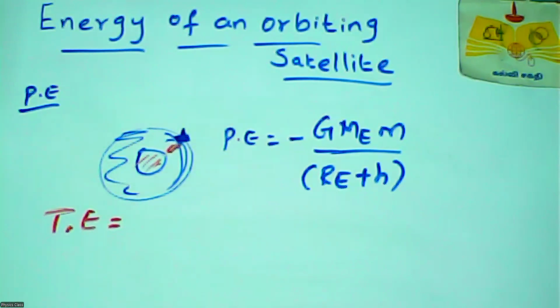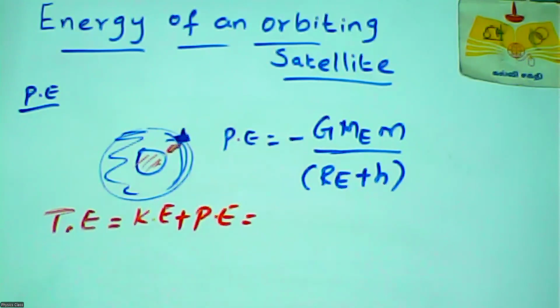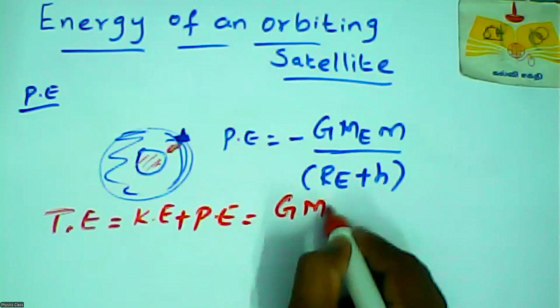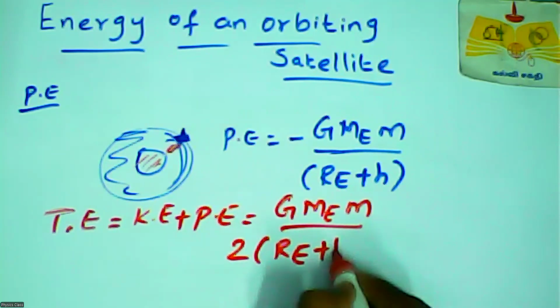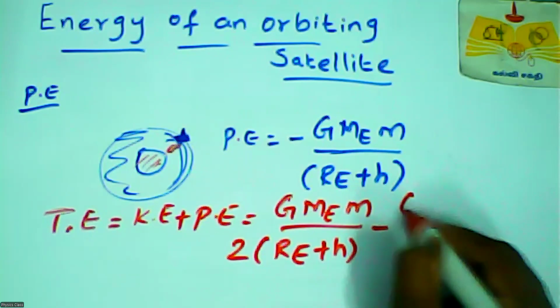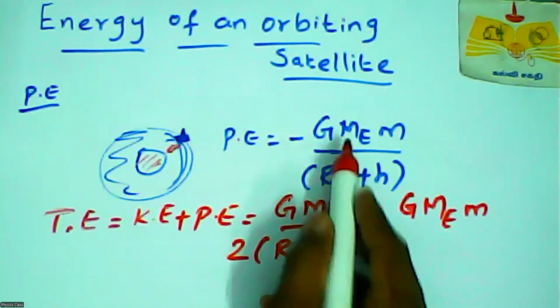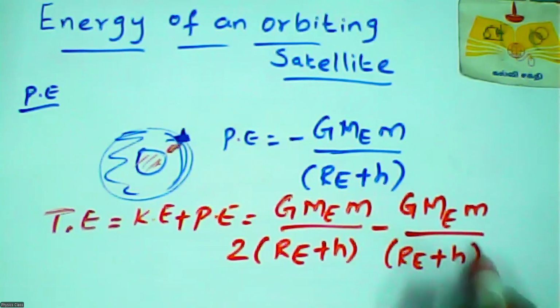Total energy is simply the sum of the kinetic energy and potential energy. So we have the equations for kinetic energy and potential energy, and we can substitute here. This is the kinetic energy and this is the potential energy, with a negative sign for the potential energy. That's why I am putting the negative sign here. R_E plus H. This is the expression for total energy.